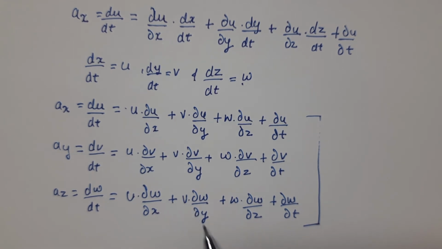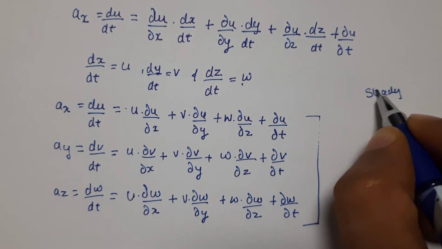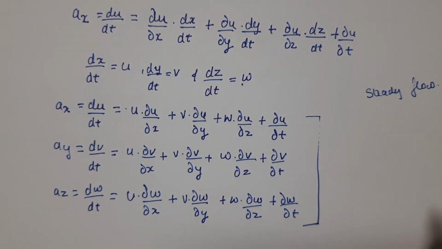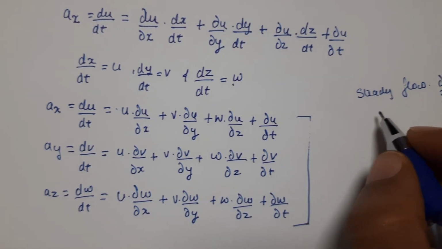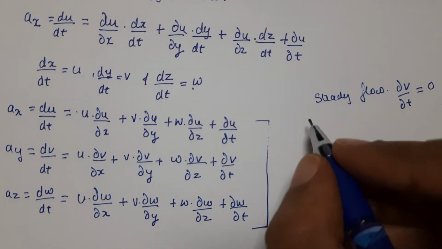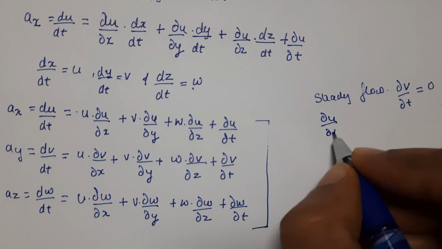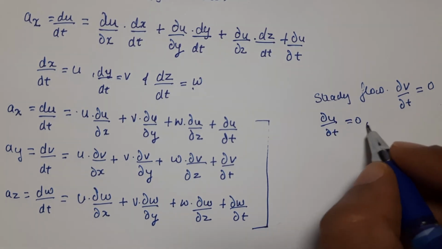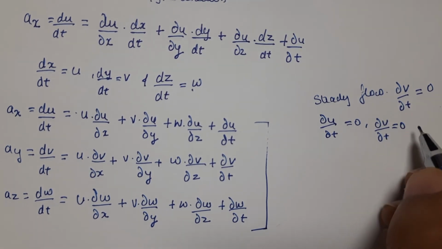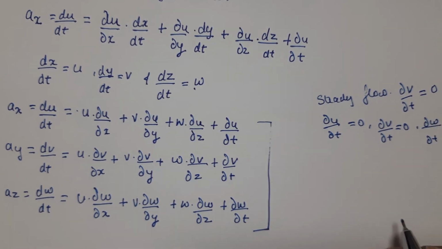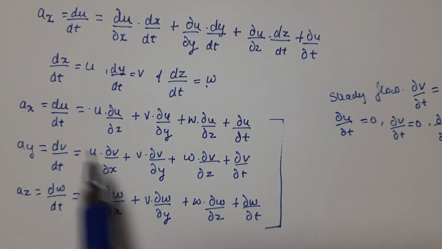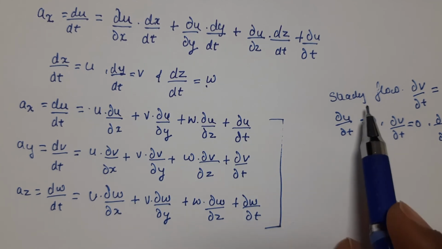Now let us apply this equation for a steady flow. For a steady flow, it means that dou V with respect to time is equal to 0, where V is the resultant velocity. So dou u by dou t is equal to 0, dou v by dou t is equal to 0, and dou w by dou t is equal to 0. So for steady flow, you need to cancel all these out to get the equation for acceleration in a steady flow.